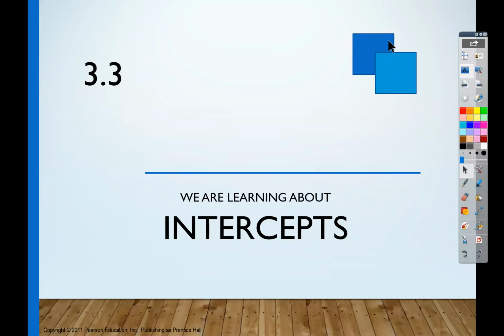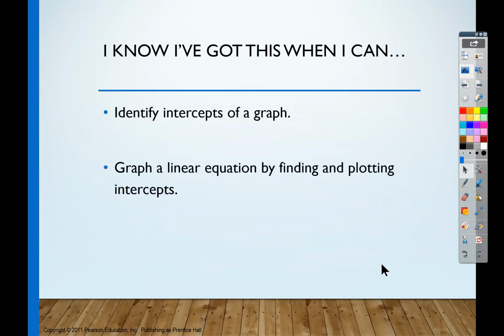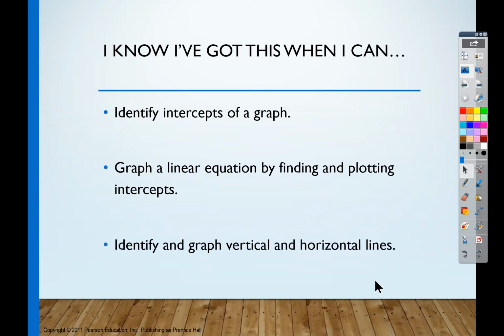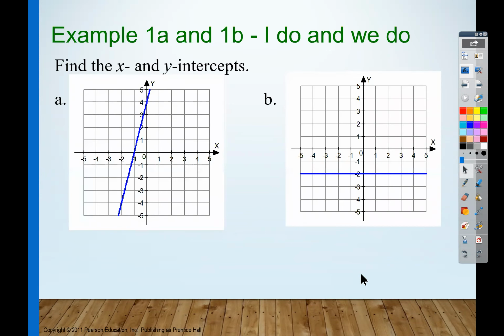Okay, today we're learning about intercepts on a graph. I know I've got this when I can identify intercepts of a graph, graph a linear equation by finding and plotting the intercepts, and identify and graph vertical and horizontal lines. The key vocabulary is y-intercept, x-intercept, vertical line, and horizontal line.